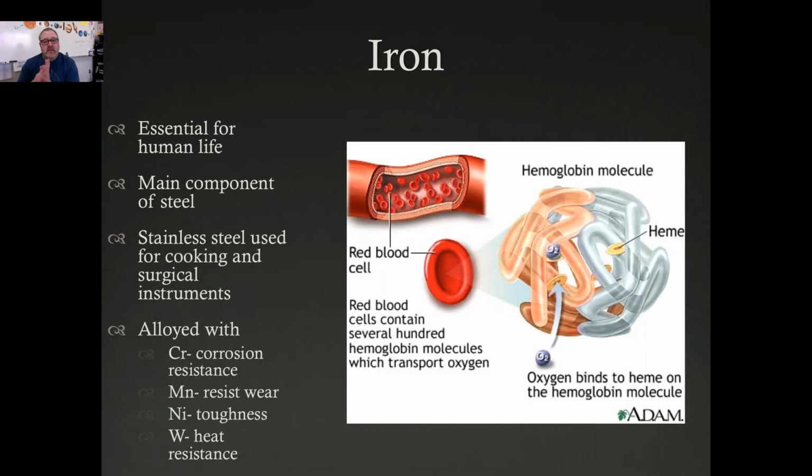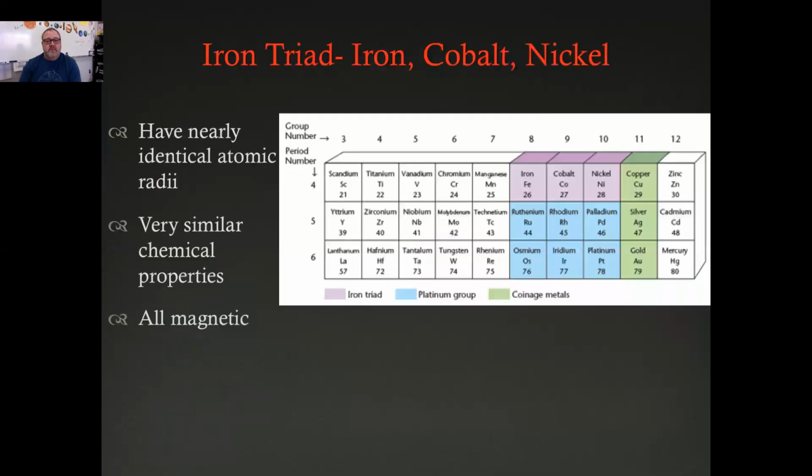Then oftentimes iron gets alloyed, meaning that it gets mixed with other stuff to give it some sort of properties that we might find desirable, like resistance to corroding. Manganese, you can alloy with manganese, and that makes it tough, so it doesn't wear quite as much. Nickel makes it tough, and if you alloy it with tungsten, it makes it heat resistant.